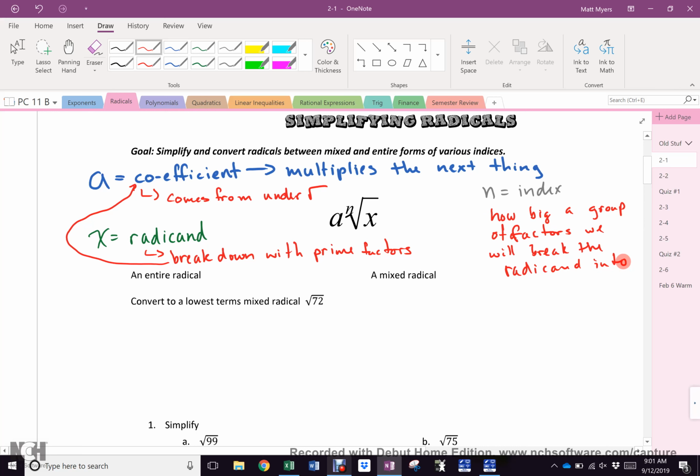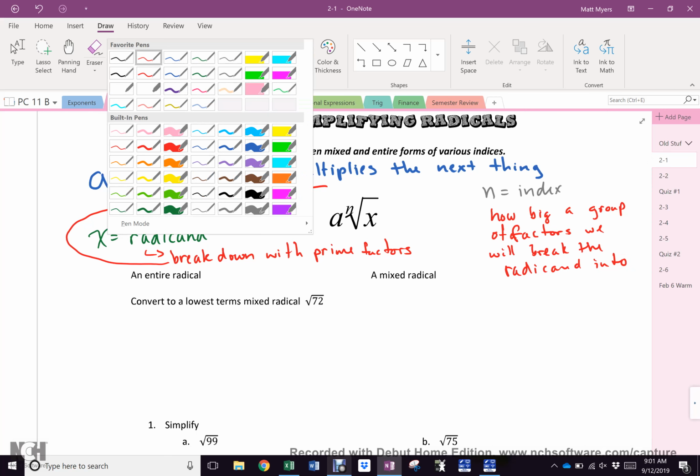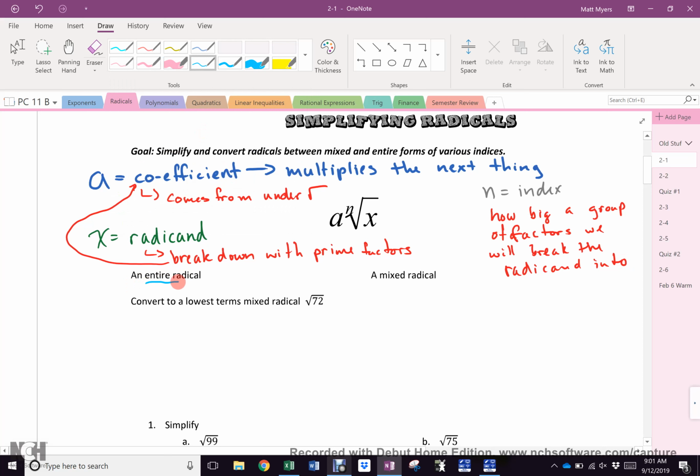All of this is not news to anyone. An entire radical, please underline entire radical, is radical symbol, radicand. A mixed radical is coefficient, radical symbol, radicand. Our goal often is to turn an entire into a mixed. But sometimes you need to go the other way, especially when you're simplifying things.